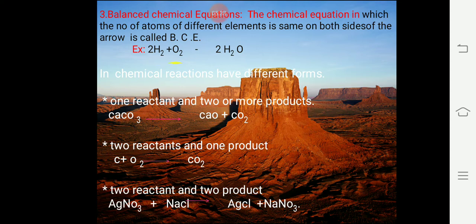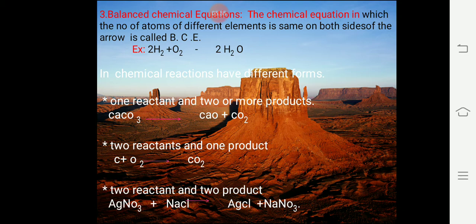It is the same on the product side also. See here, 2 into 2, that is 4. So hydrogen is balanced, that is 4 hydrogen atoms, and in the reactant there are 2 oxygen atoms. Here also there are 2 oxygen atoms. This is called a balanced chemical equation.